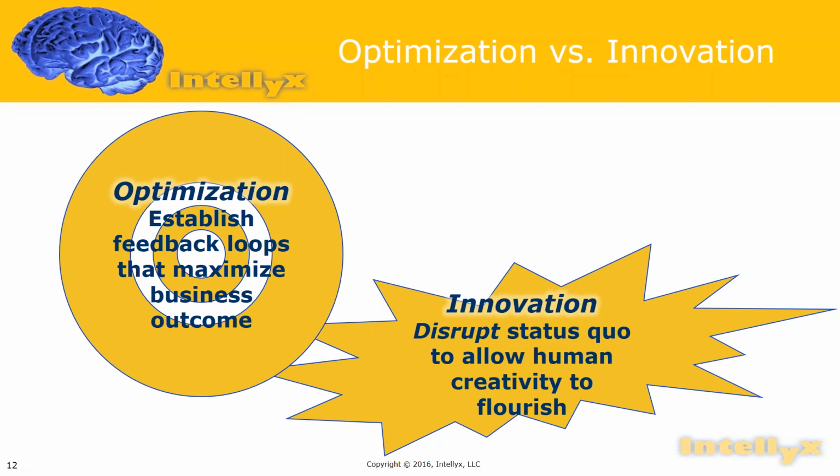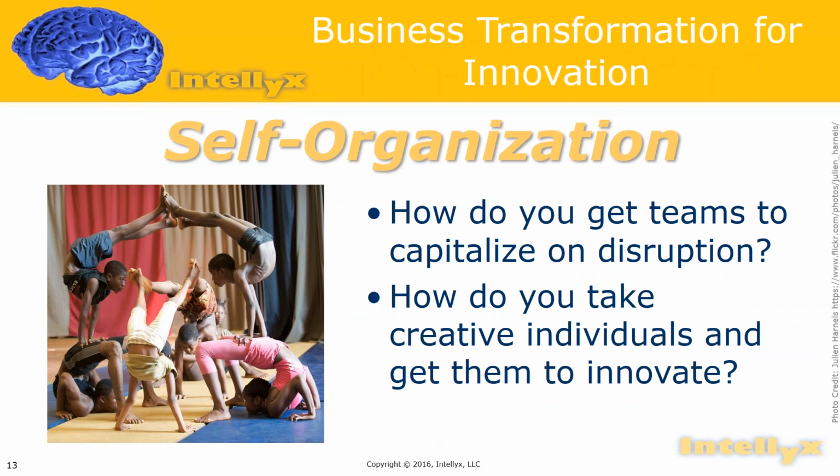So it's a bit paradoxical, because there has to be a level of disruption that drives innovation. So you have to balance this. How do you achieve that balance? That's part of the challenge of enterprise architecture. So one of the key tools in the enterprise architect's tool belt to achieve this balance between optimization and disruptive-driven innovation is self-organization.